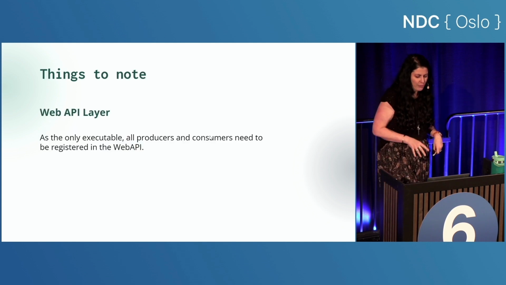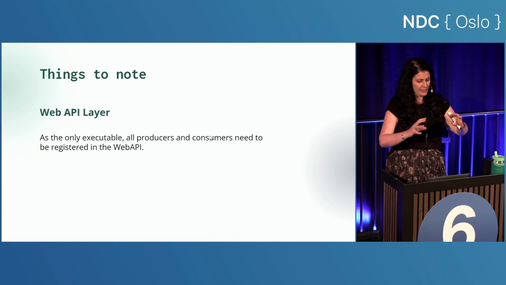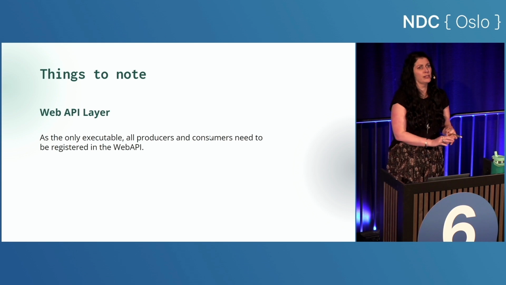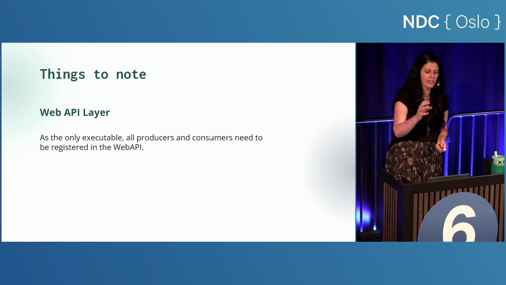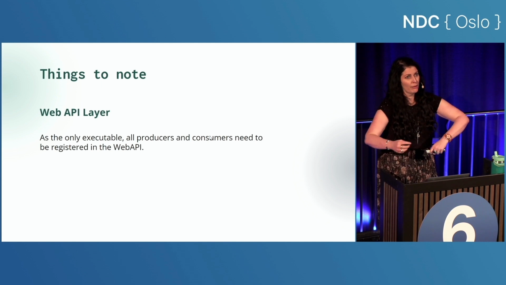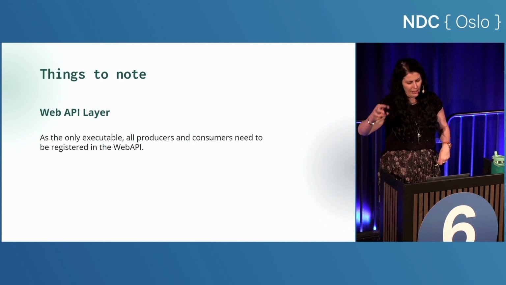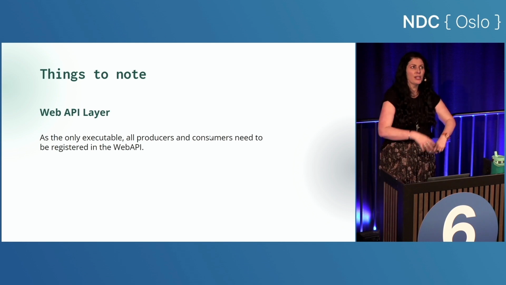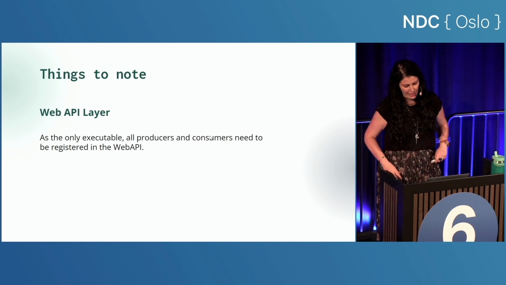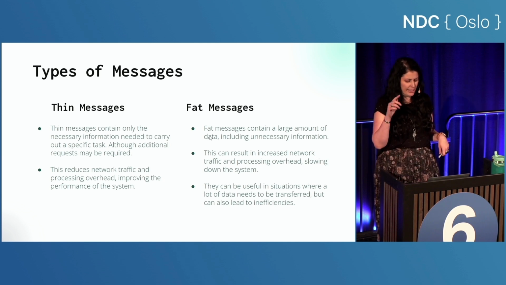But things to note, remember our web API is our glue. It's that single layer. So everything, like our producers and consumers, need to be registered inside the web API. That's something that might catch you out. You have to put everything in there. That's the executable. That's what runs it. And people go, you can use messaging in a monolith? Yes, you can. Totally.